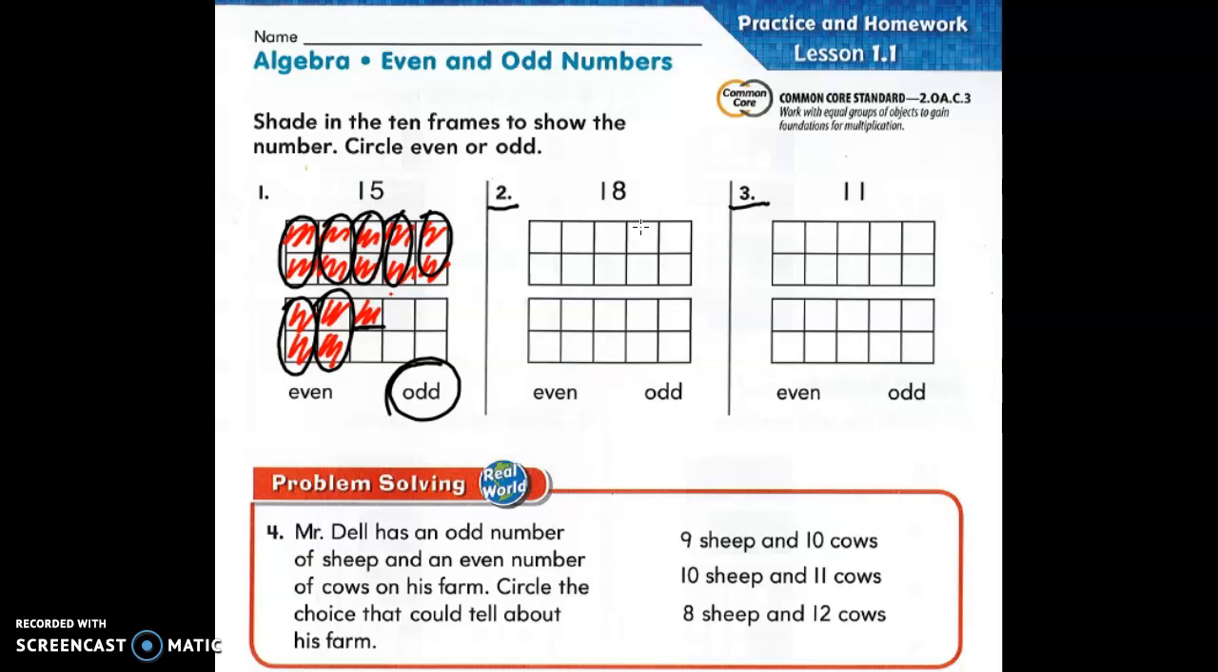Number 4 says Mr. Dell has an odd number of sheep and an even number of cows on his farm. Circle the choice that could tell about his farm. So odd sheep. I'm going to just try to draw this little line here. These are all sheep on this side, and these are all cows on this side. So we need an odd number of sheep and an even number of cows. So look at each one and think, is this it? Is this it? Or is this one it?